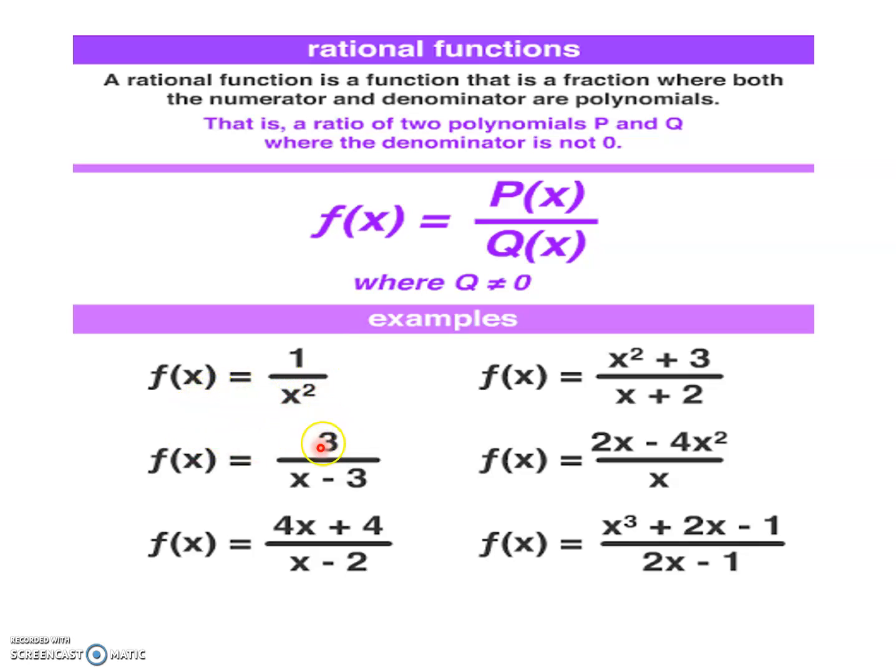f of x is equal to 1 upon x square, f of x is equal to 3 upon x minus 3, f of x is equal to 4x plus 4 upon x minus 2, f of x is equal to x square plus 3 upon x plus 2, f of x is equal to 2x minus 4x square upon x, f of x is equal to x cube plus 2x minus 1 upon 2x minus 1. These functions are most probably used in partial fractions to evaluate the values of the factors.